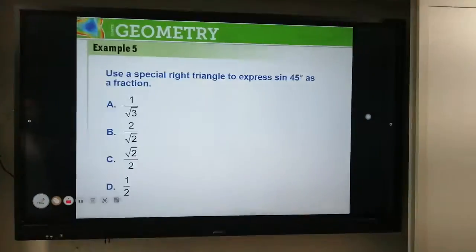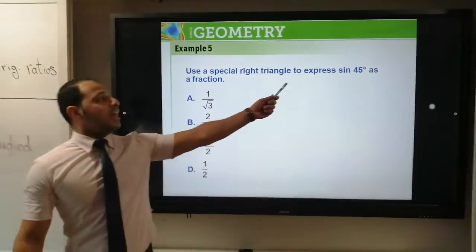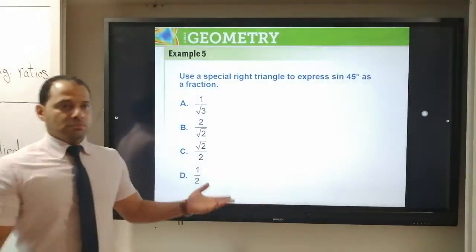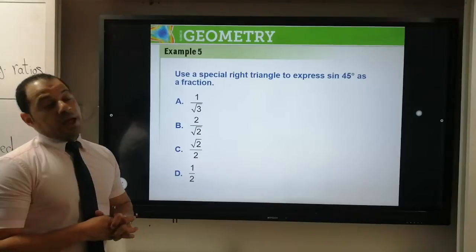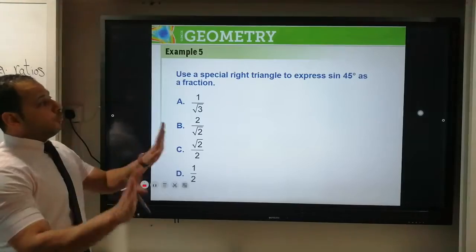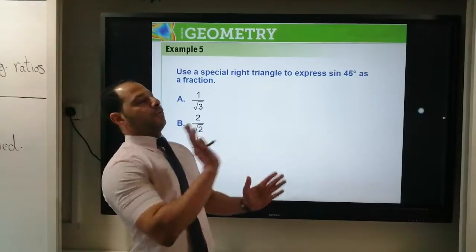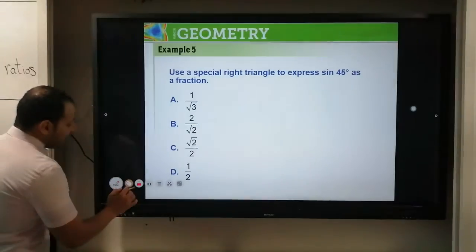The next problem: use a special right triangle to express sine 45 as a fraction. As you know, you can use your calculator. To find sine 45, just write sine 45 in the calculator and you get the result. But he said here, use a special right triangle. This problem, we must use the steps. On my calculator, I write sine 45. The calculator gave me the result directly, but he needs here the steps.